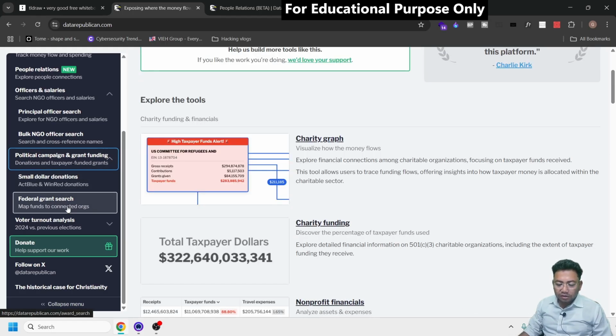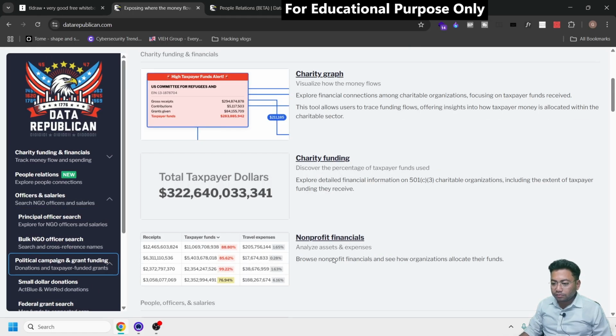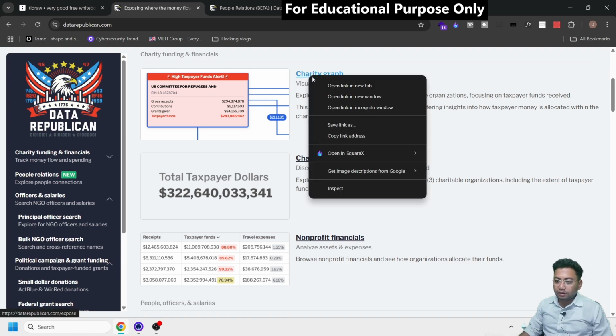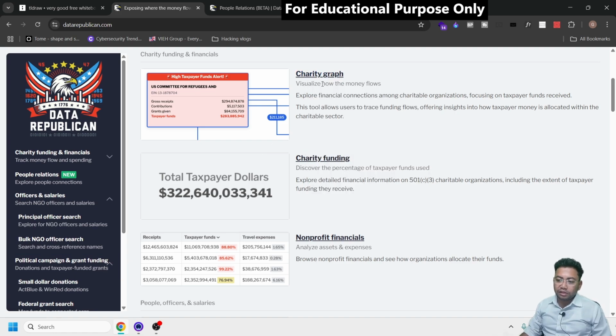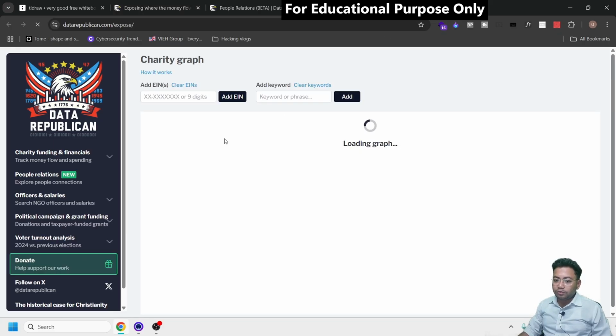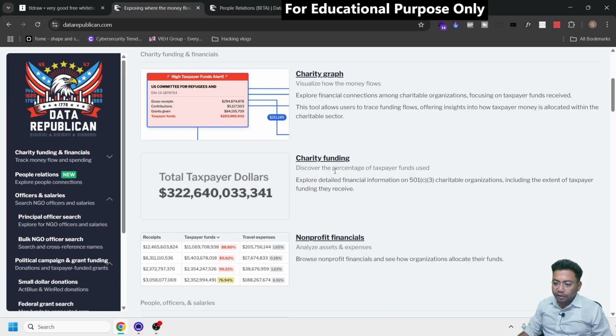Now there is one more section, called Charity Graph. From here you can visualize the relationships: where the money is coming from, how much finance they are getting, the gross receipts, the contributions, and how many grants they have. You can look at all those things in a graphical manner, probably using data analytics. The graph is loading, and the next section is Nonprofit Financials.